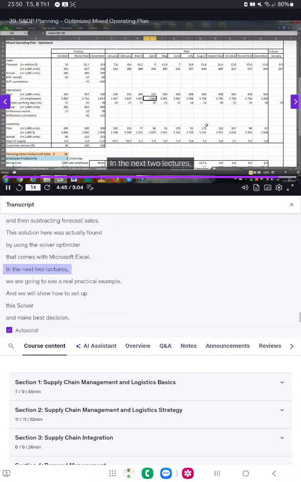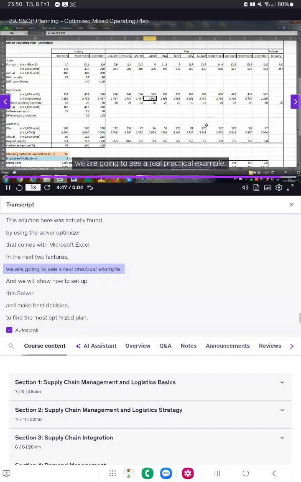In the next two lectures we are going to see a real practical example, and we will show how to set up this solver and make the best decision to find the most optimized plan.